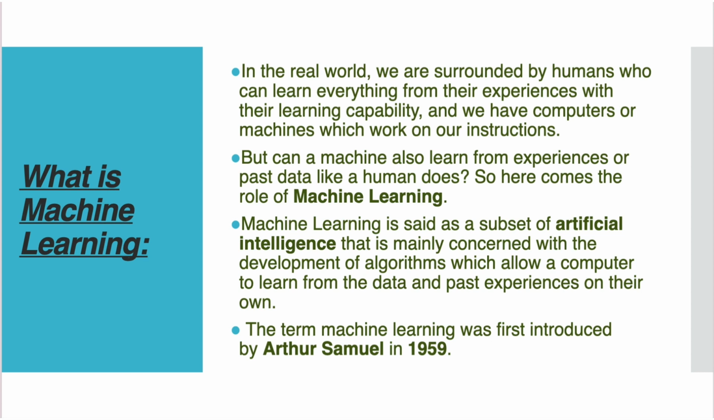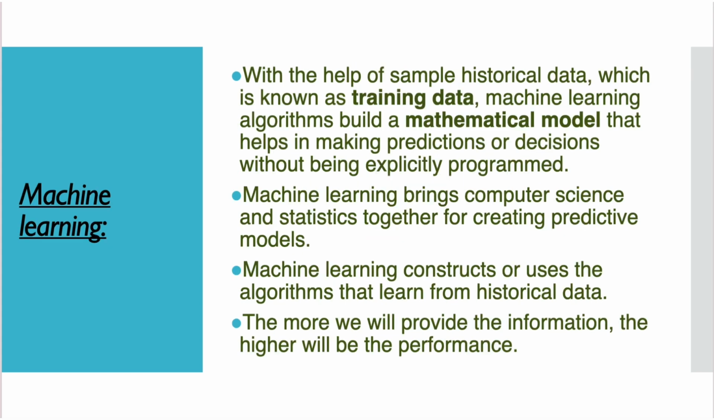The term machine learning was first introduced by Arthur Samuel in 1959. We can define it in a summarized way as: machine learning enables a machine to automatically learn from data, improve performance from experiences, and predict things without being explicitly programmed. With the help of sample historical data, which is known as training data, machine learning algorithms build a mathematical model that helps in making predictions or decisions without being explicitly programmed.